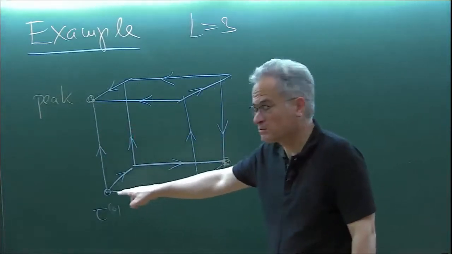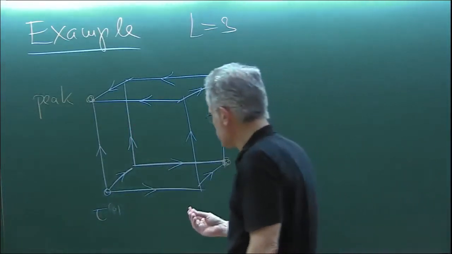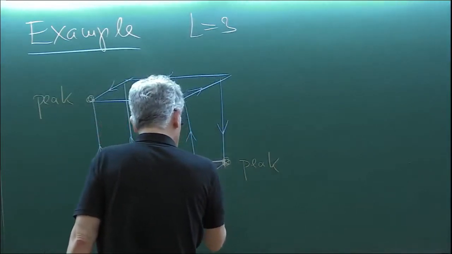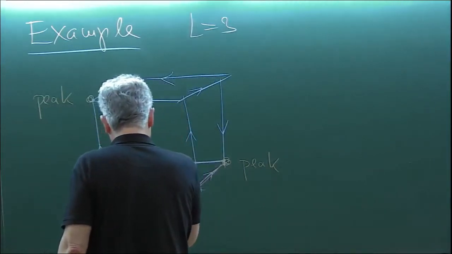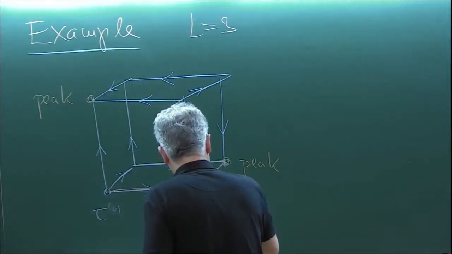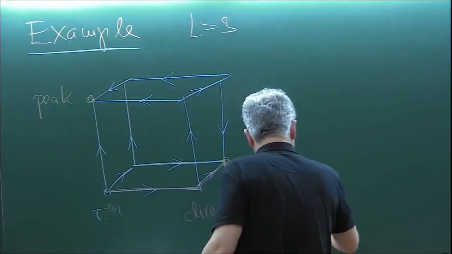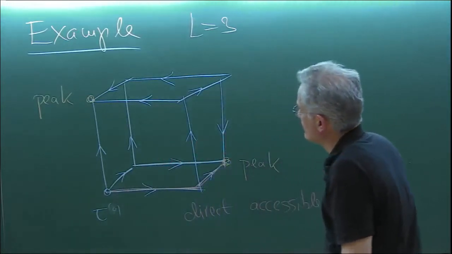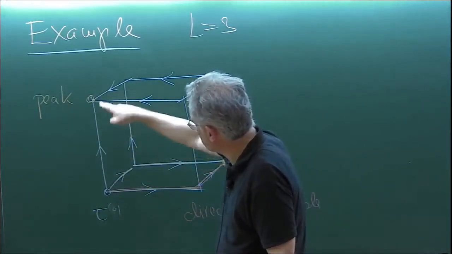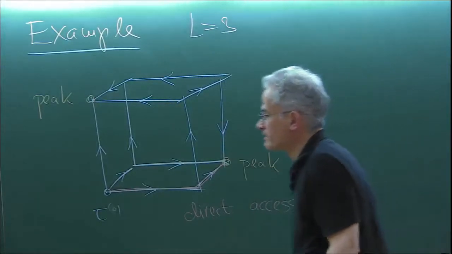This would be a direct path, right? Because I have two steps and the distance between the two is two. So this would be an example of a direct path. Of course, I could also take a direct path to this peak, which just has one step, but I can also take an indirect path.